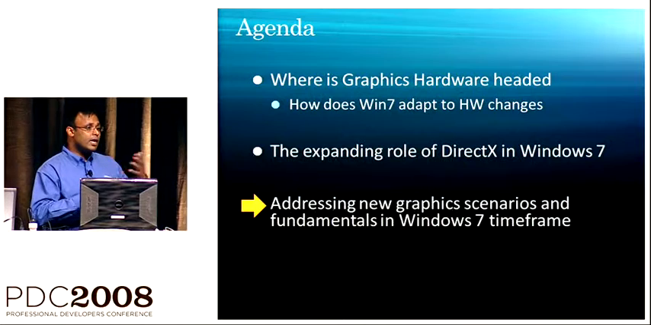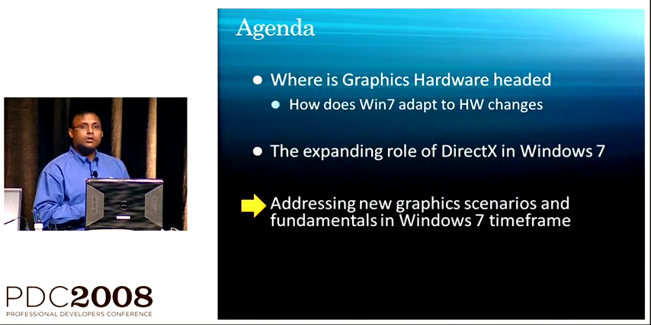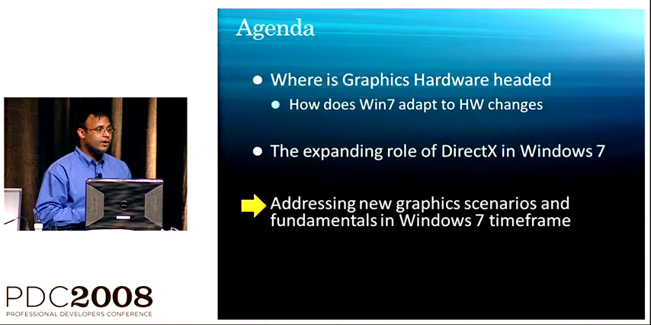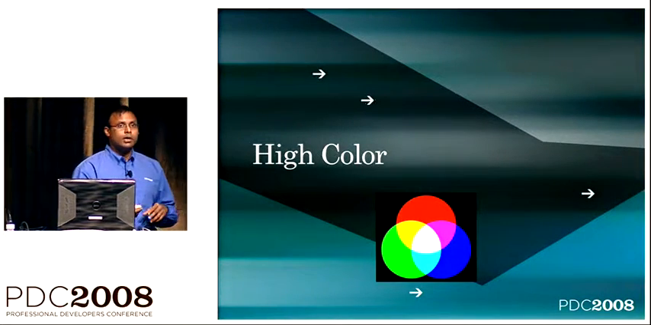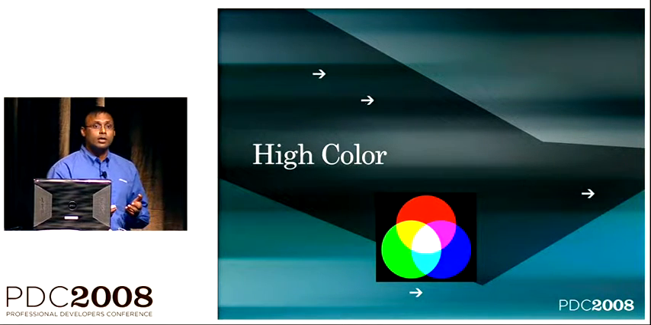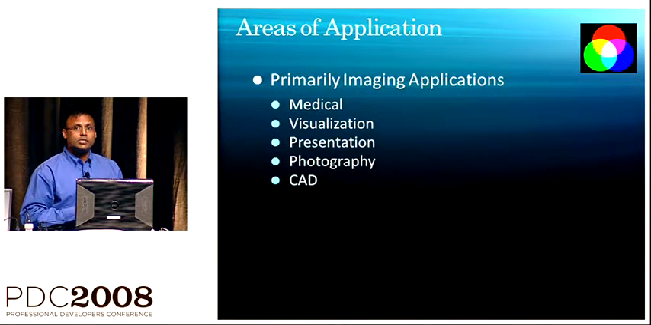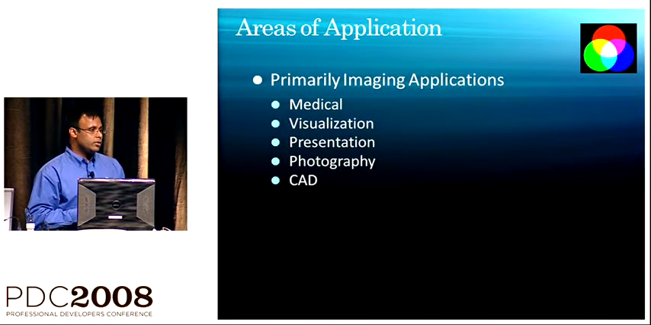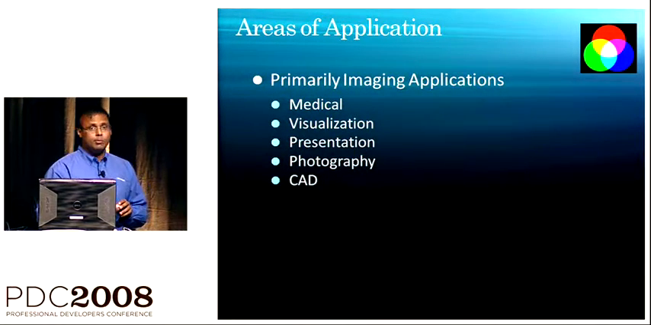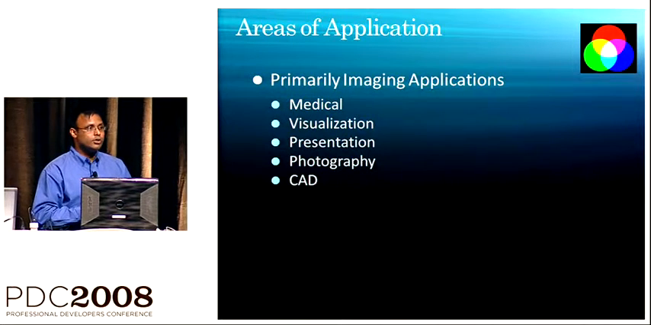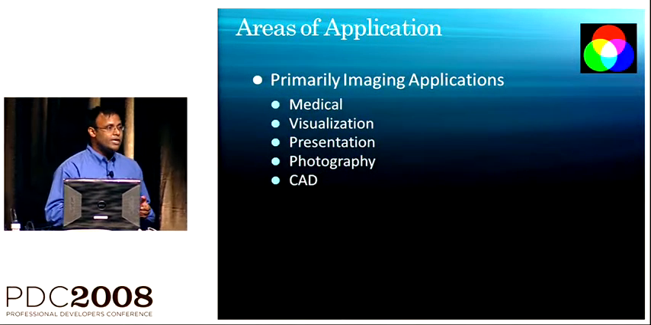So that brings me to the last section of the talk. That is talking about some of the graphics scenarios that are enabled by these hardware advances in the Windows 7 timeframe. The first one we'll look at is high color. I talked about the availability of high color monitors, and there are quite a few areas of application for these monitors. People use them in medical, visualization, presentation, photography, and CAD.